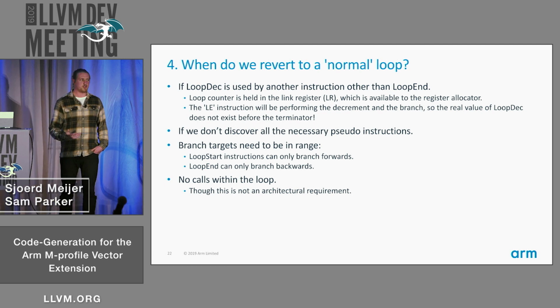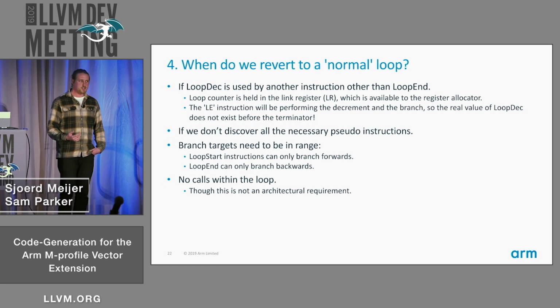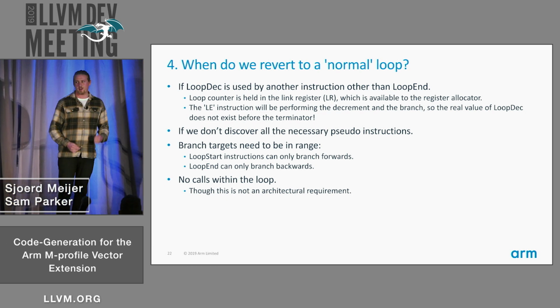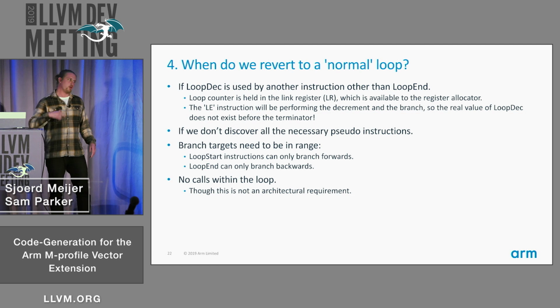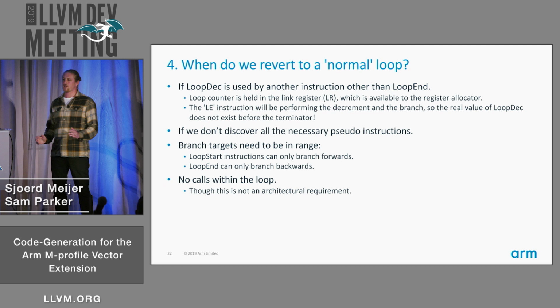So we have to revert because we don't know what we're doing. Another important part is that we have to check that our branch targets are in range. The instructions have quite a generous range. It's like 4K, so it's massive, but our loop start instruction can only branch forwards, and our loop end instruction can only jump backwards. So we have to check that.